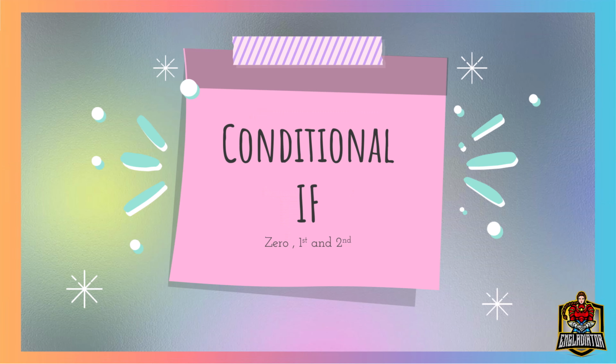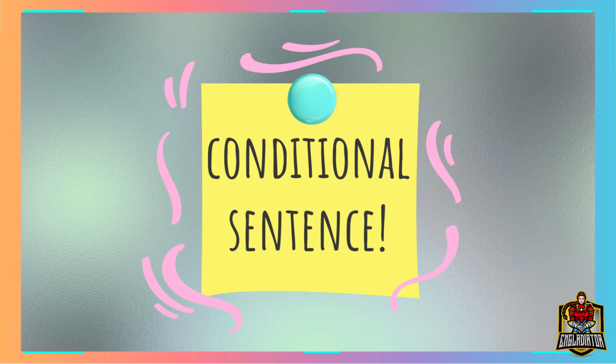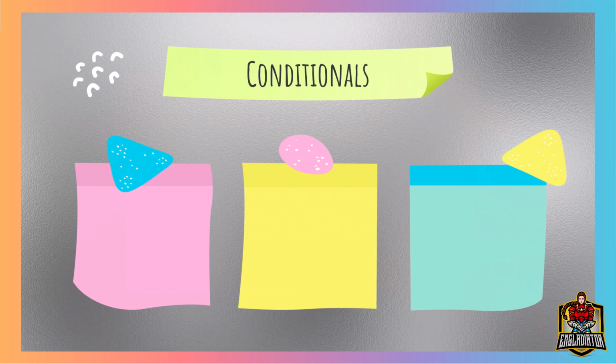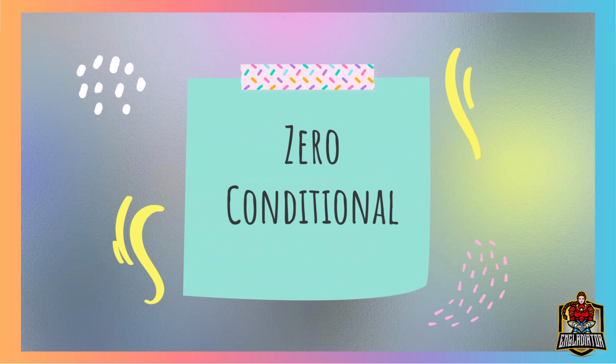Conditional if, 0, first and second types. What is a conditional sentence? Conditionals are sentences with two clauses. One of them is a condition normally introduced by if, and the other is a consequence. In general, there are four basic types of conditional sentences which are used depending on the context or the meaning we want to express. In this video, we are going to highlight the difference between 0, first and second conditionals.